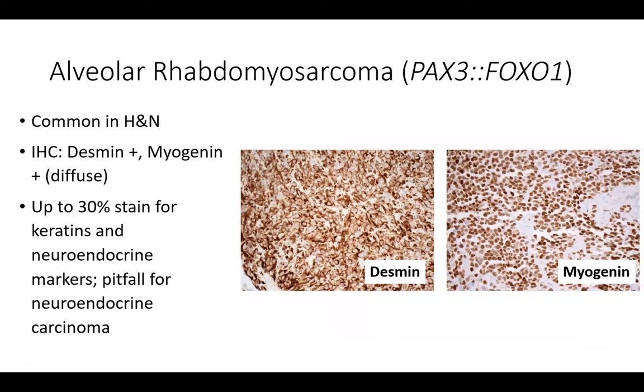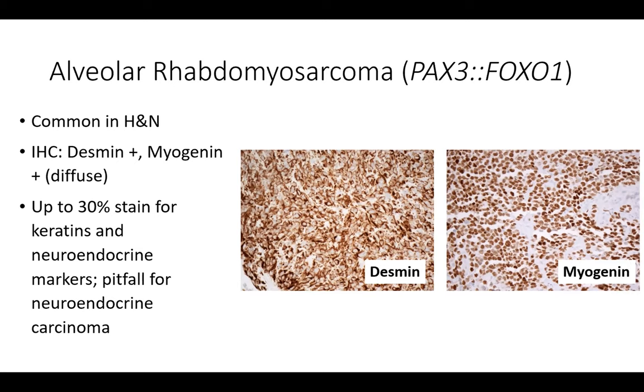These are relatively common in the head and neck. These can be recognized by immunohistochemistry using desmin and myogenin staining. And the myogenin transcription factor typically shows a diffuse nuclear pattern in the alveolar variant of rhabdomyosarcoma. In some cases, you may have to do molecular testing, and FOXO1 FISH is at least the more popular assay to use for alveolar rhabdomyosarcoma.